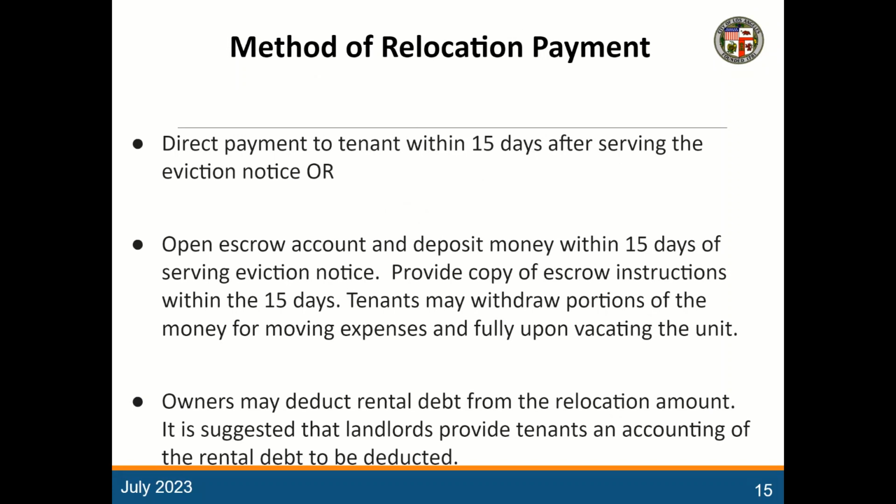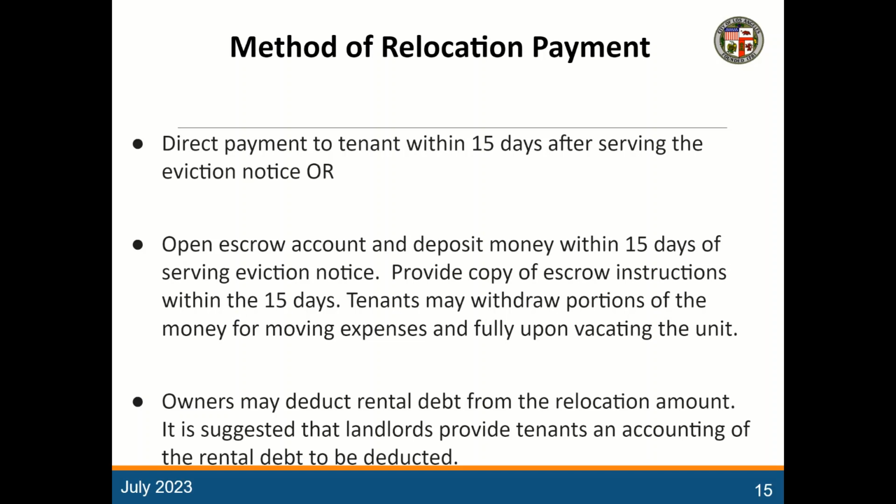There are two different methods of paying the relocation fees to the tenant. Once the owner has served the eviction notice, they have 15 days to pay the relocation to the tenants. And they may do so either by direct payment to the tenant. So, for example, writing a check, issuing a money order for the amount. That would be a method of direct payment to the tenant.